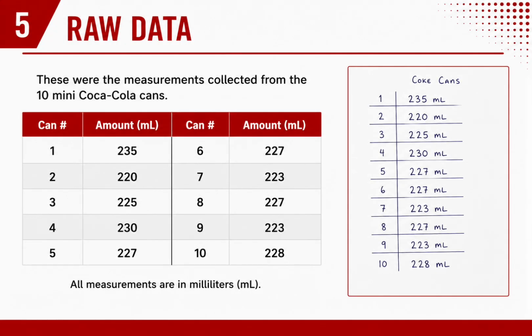These were the measurements collected from the 10 mini Coca-Cola cans. The values recorded were 235, 220, 225, 230, 227, 227, 223, 227, 223, and 228 milliliters.